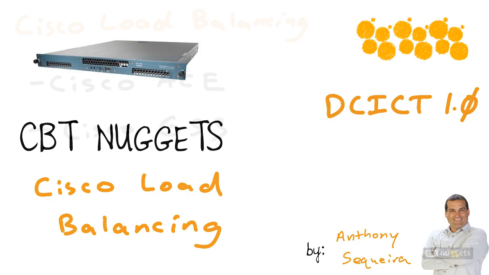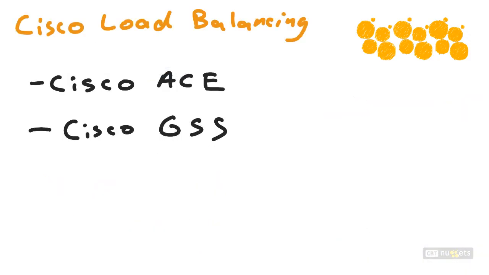Let's get started. Now, you may have heard that Cisco wants out of the application load balancing business, and actually, that's right. Cisco has declared the ACE 4710 that we'll look at in this particular nugget end of life, end of sale.